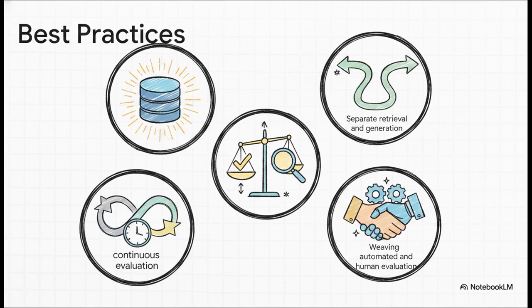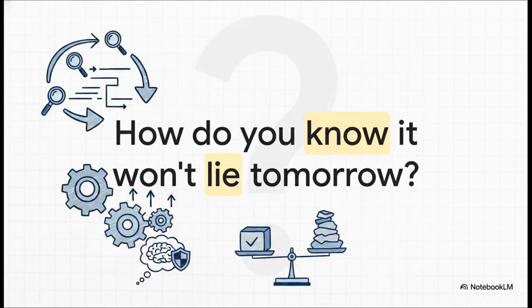And this brilliantly illustrates the enterprise best practices you really need to walk away with today. You absolutely must build golden datasets to benchmark against. Always separate your retrieval and generation evaluation. Track faithfulness meticulously. Monitor hallucinations constantly. Evaluate continuously even after launch. And be sure to weave automated and human evaluation together. Because ultimately, the work doesn't stop on launch day.